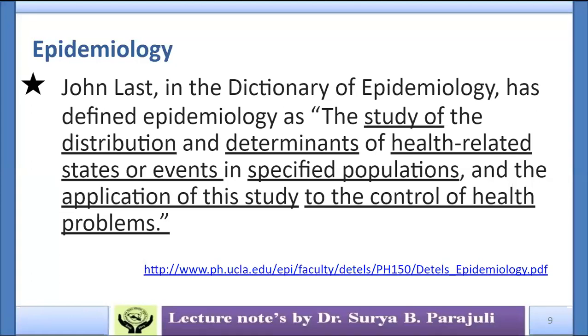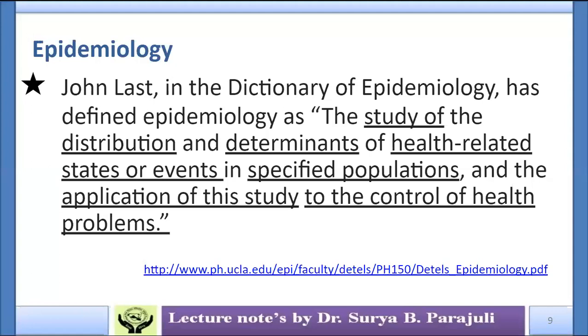Determinants means which determines the number of cases, the spread of disease. So determinants means which determine health-related states, events, or any disease in a specified population. I asked you all questions in the context of Nepal, so this is the specified population. Sometimes we may have to specify within a certain province or some district or community itself. How many cases? I think in this community we have only 4 or 5 cases. Okay, so specified population.